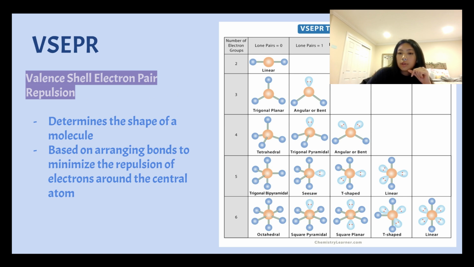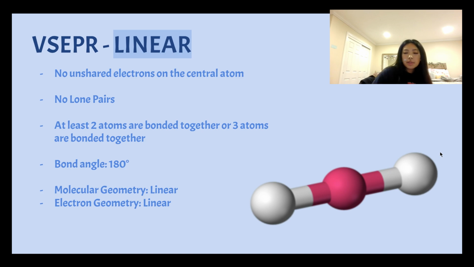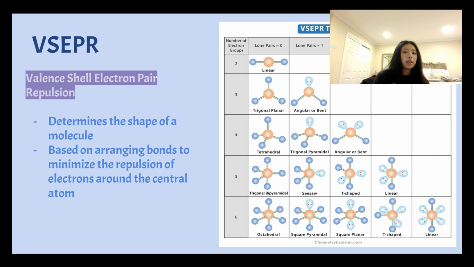Okay, so here's a quick review. This is a very important chart, so make sure you have this memorized. For Chem Honors, you don't need to know the 5 group and the 6 group, so you just need to know these 5 shapes: linear, trigonal planar, bent, tetrahedral, and trigonal pyramidal. Also, this is a very good chart, so if you want to understand electron groups, lone pairs, and what they look like, you should definitely refer to this chart.